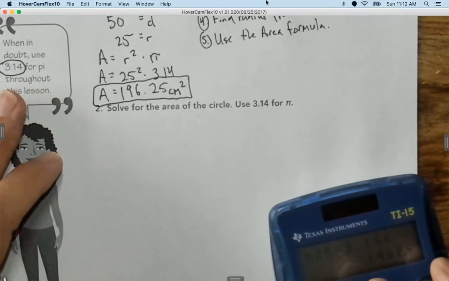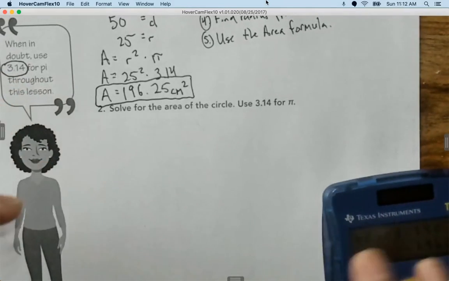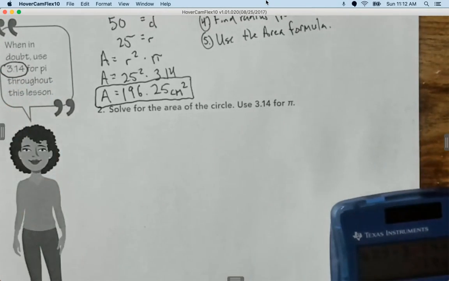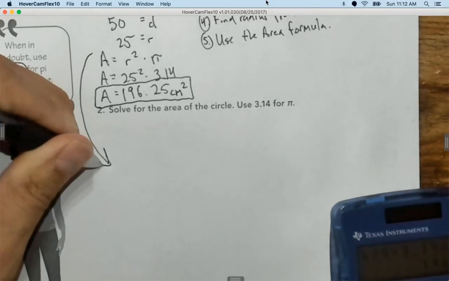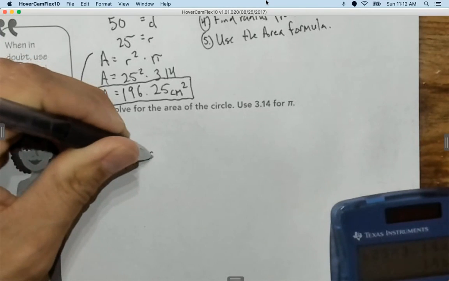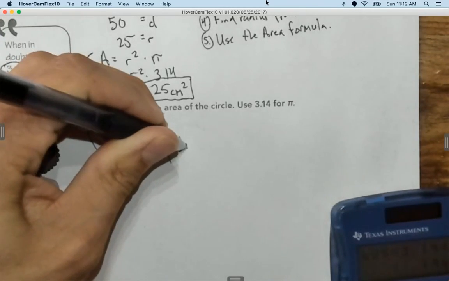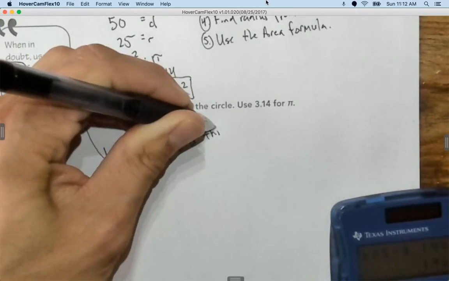All right, solve for the area of the circle. Use 3.14 for pi. Hot diggity dog. Already did this above.